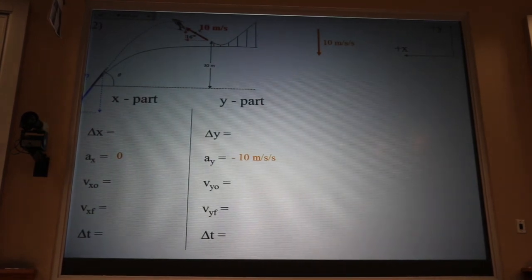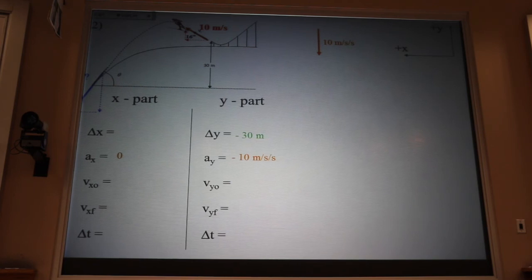Now, I know that he ends up 30 meters lower than he starts. I'm not saying he travels 30 meters. He travels much further than 30 meters. But in the y direction, he travels down 30 meters. So that would be a negative 30 meters.